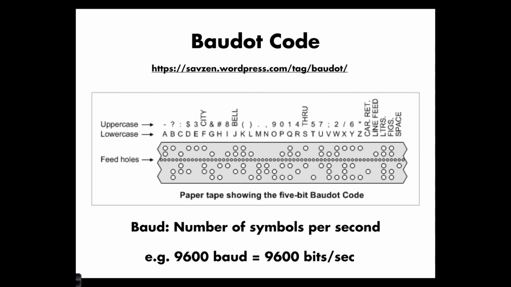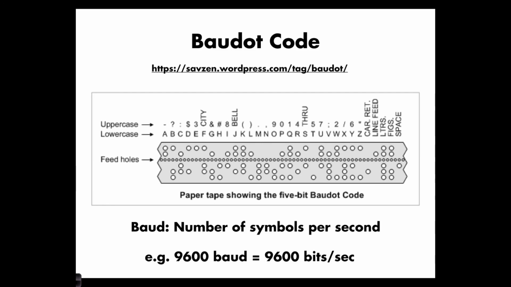But the point is that they could feed this through at a certain rate, and each one of these is a symbol. The number of symbols per second is called the baud rate, and it's named after this Baudot code. So if you've ever heard of baud rate, like 9600 baud, right?